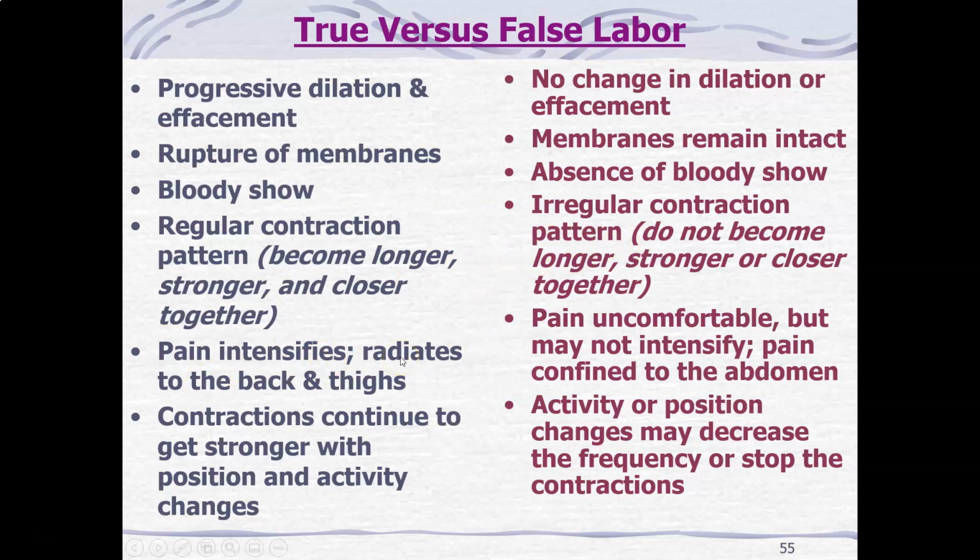In true labor, the pain intensifies and radiates to the back and thighs. In false labor, the pain is uncomfortable, but it may not intensify, and it's usually confined to the abdomen. In true labor, the contractions continue to get stronger, even with position and activity changes. And with false labor, activity or position changes can decrease the frequency or stop the contractions.